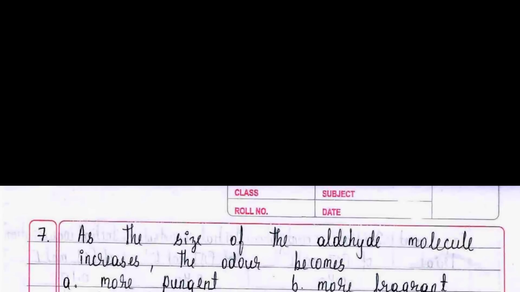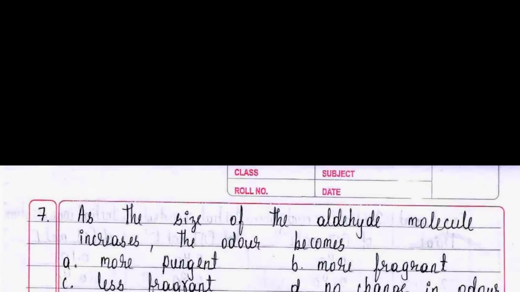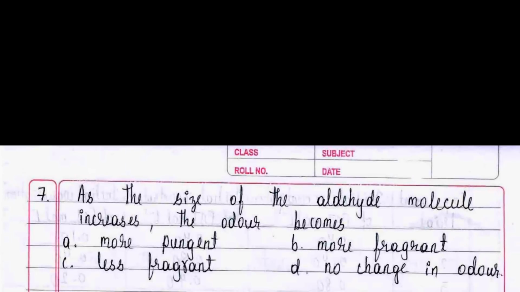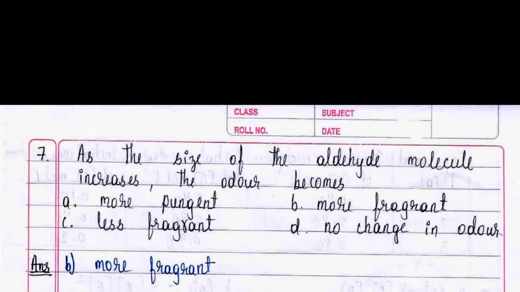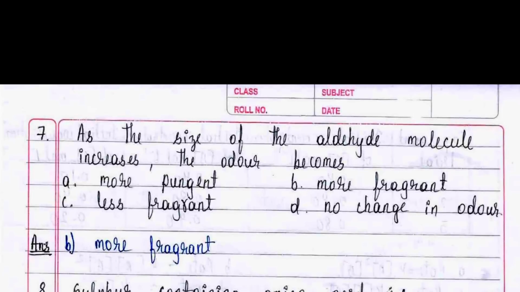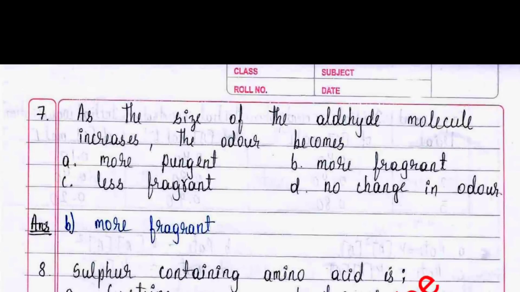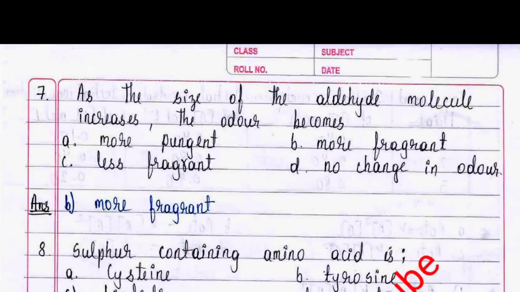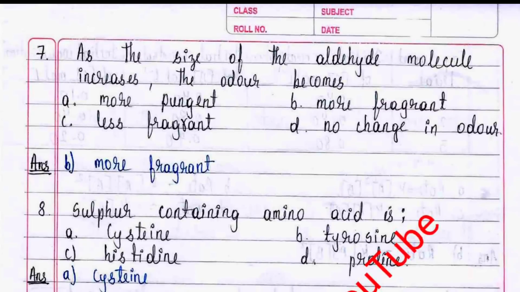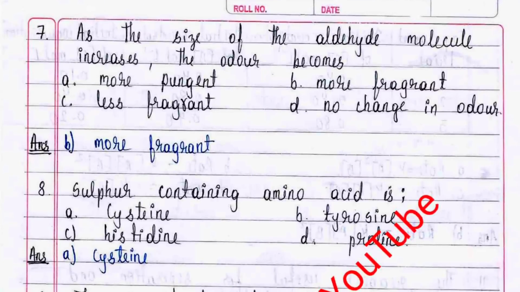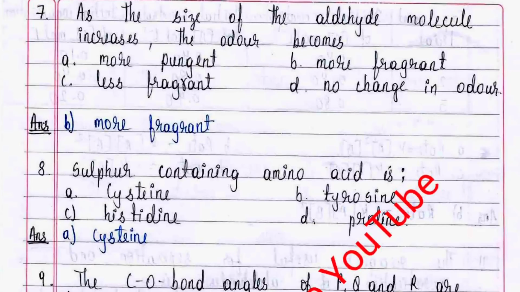7. As the size of the aldehyde molecule increases, the odor becomes A. more pungent, B. more fragrant, C. less fragrant, D. no change in odor, and the answer is B. more fragrant. 8. Sulfur containing amino acid is A. cysteine, B. tyrosine, C. histidine, D. proline, and the answer is A.